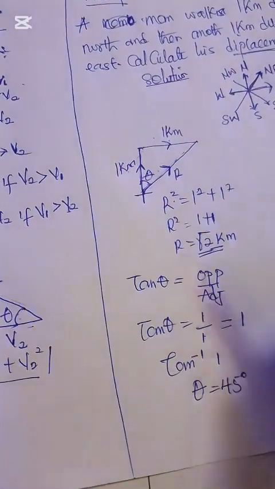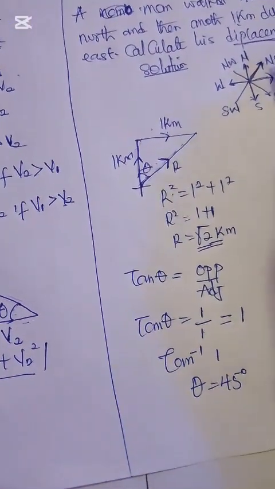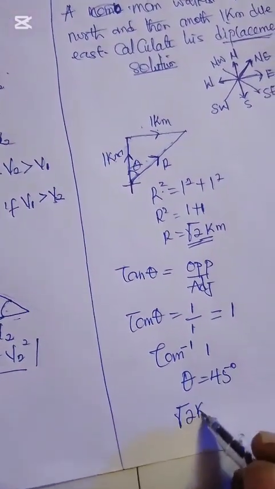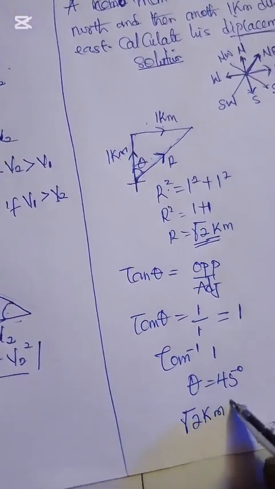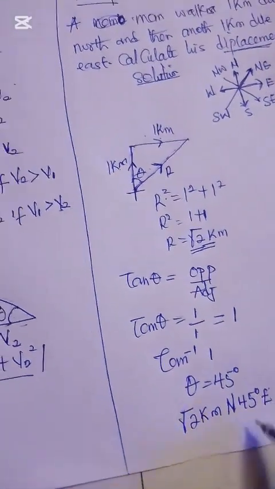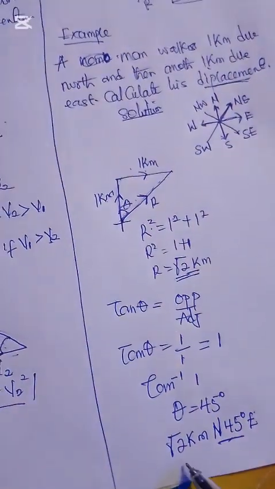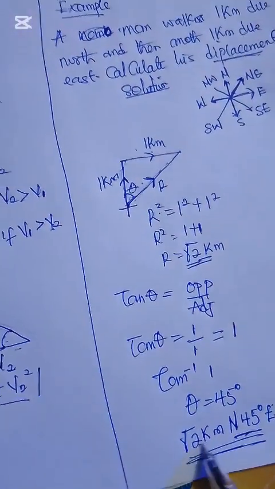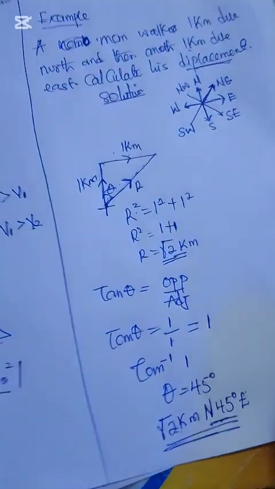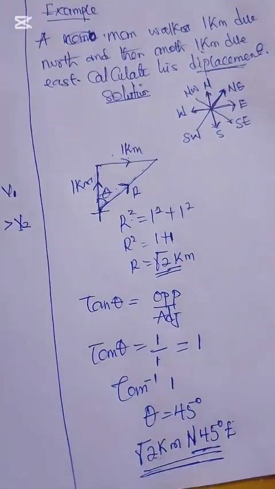If I compile my answer now, the magnitude is root 2 kilometers, in the direction 45 degrees north of east. I believe you know that is how I get northeast. That is the direction of the resultant. This is the answer to the question: this is the magnitude and this is the direction. In our next class, I'm going to solve a few more questions on that.